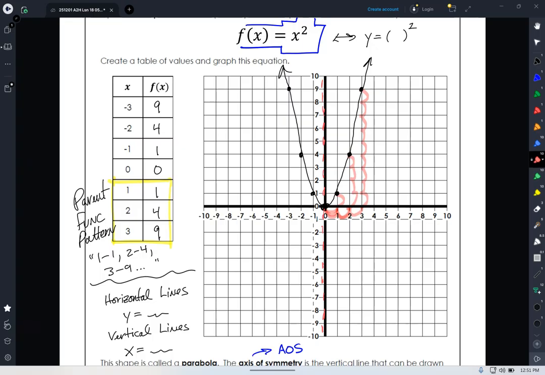Axis of symmetry means that it's exactly the same on the other side. Left 1, up 1, left 2, up 4, left 3, up 9. Parent pattern. This is how you're going to be graphing your quadratic functions in a particular format that we're going to talk about called vertex form of a quadratic function. So you're going to use your parent pattern 1, 1, 2, 4, 3, 9 to graph these things. Okay? And we'll talk about how that's going to work.